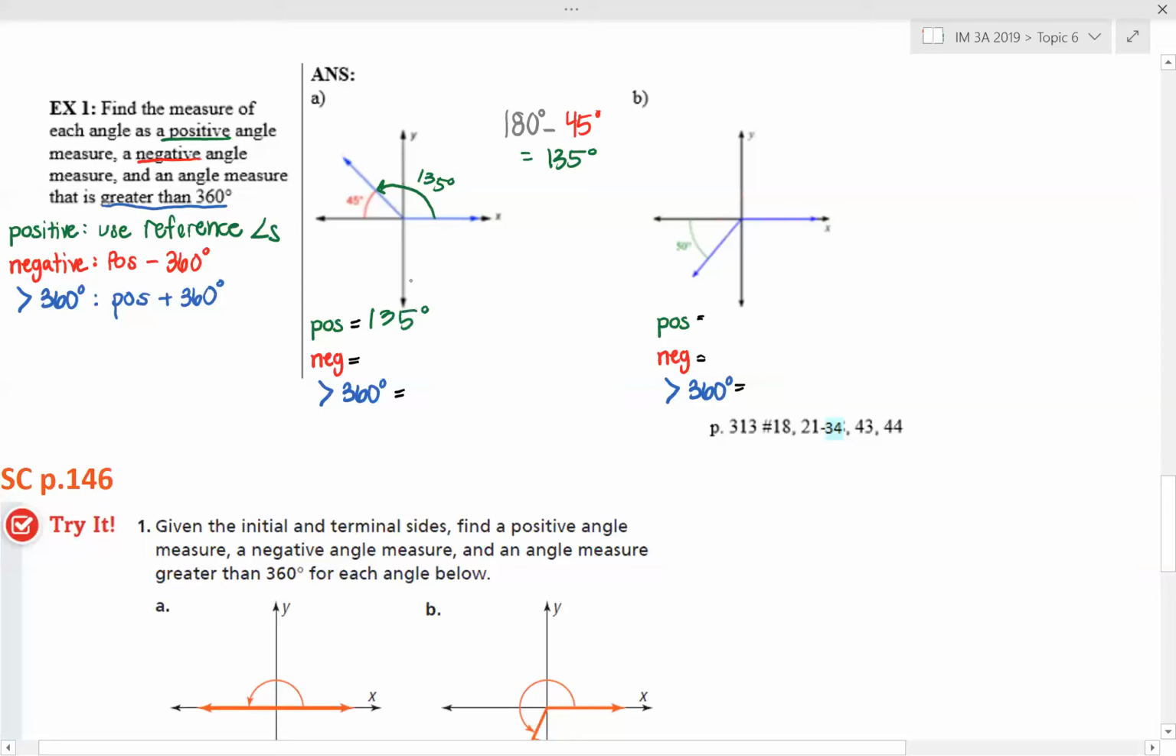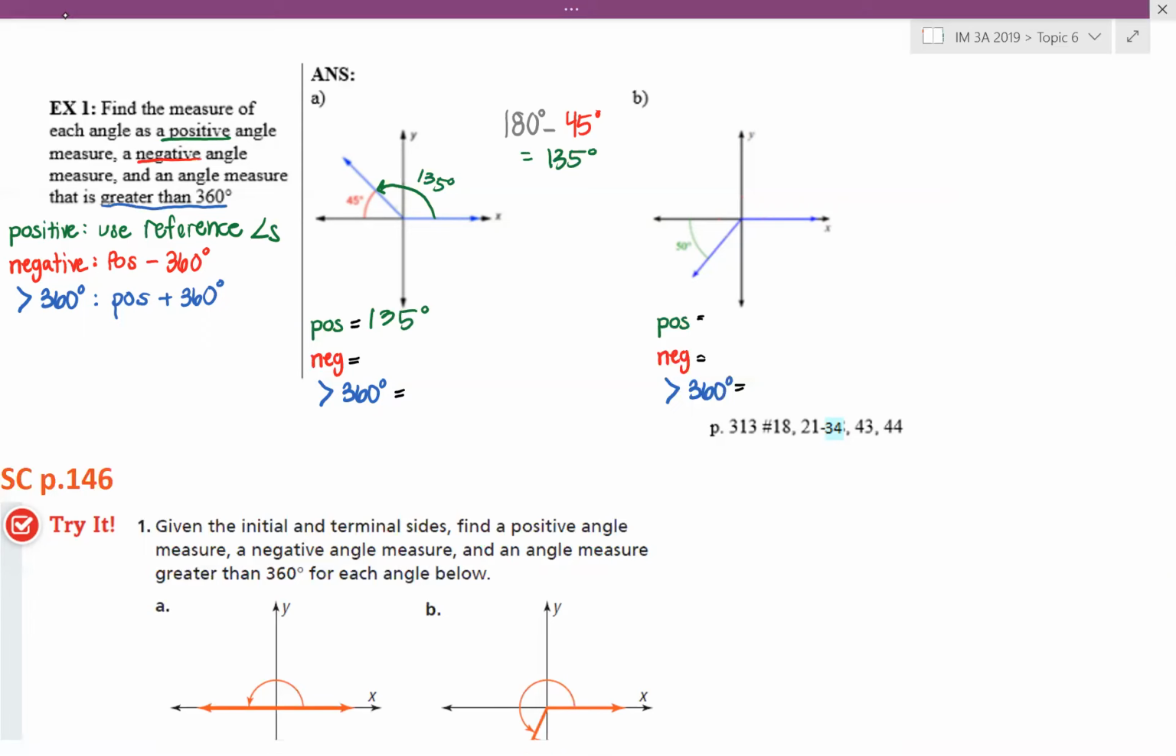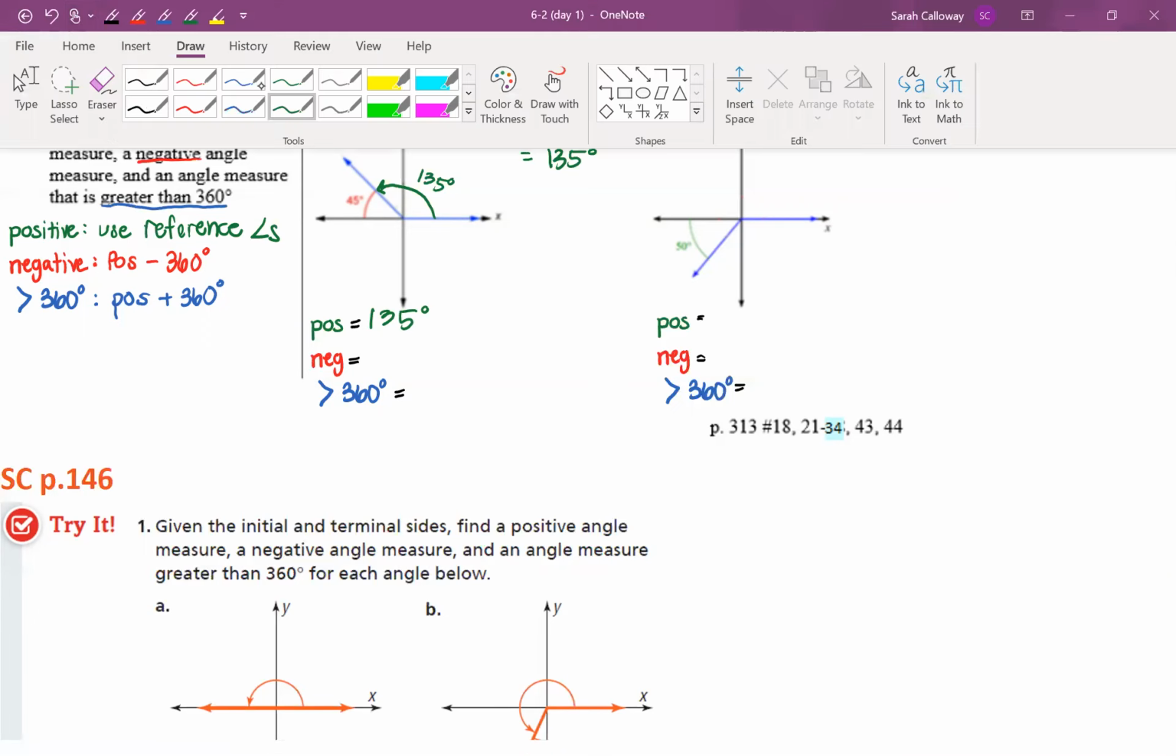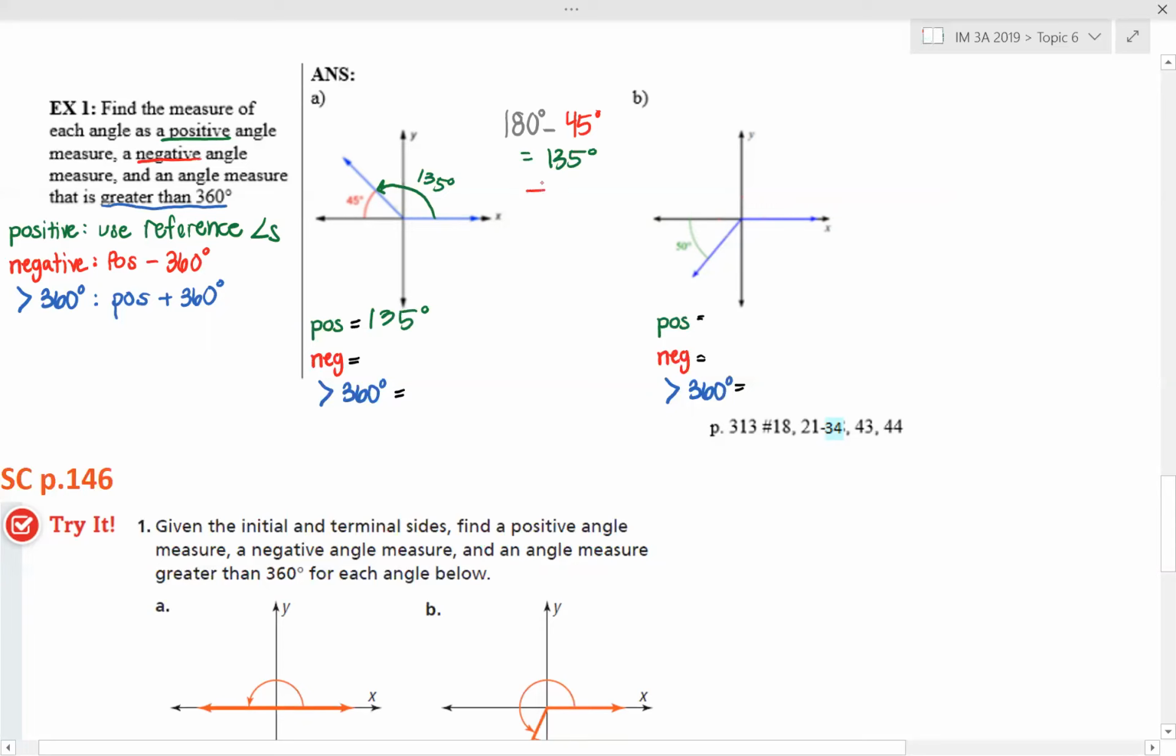To find the negative coterminal angle, I'm going to take the positive angle, my 135, and subtract 360 from that. So if I do 135 minus 360, that's going to give me a value of negative 225. Okay. And so that means that the negative coterminal angle is negative 225 degrees. So this angle here represents an angle of negative 225 degrees.